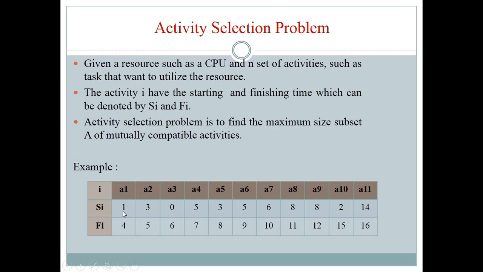Okay, so for example, if we start our activity 1 and it completes at time 4, we cannot start our activity 2. Why? Because its starting time is 3 and our first activity takes time 1 to 4, so 3 is gone, so we cannot start activity 2 after 1. In the same case we cannot start activity 3 after 1. So this is what we have to consider to find our solution for the activity selection problem.